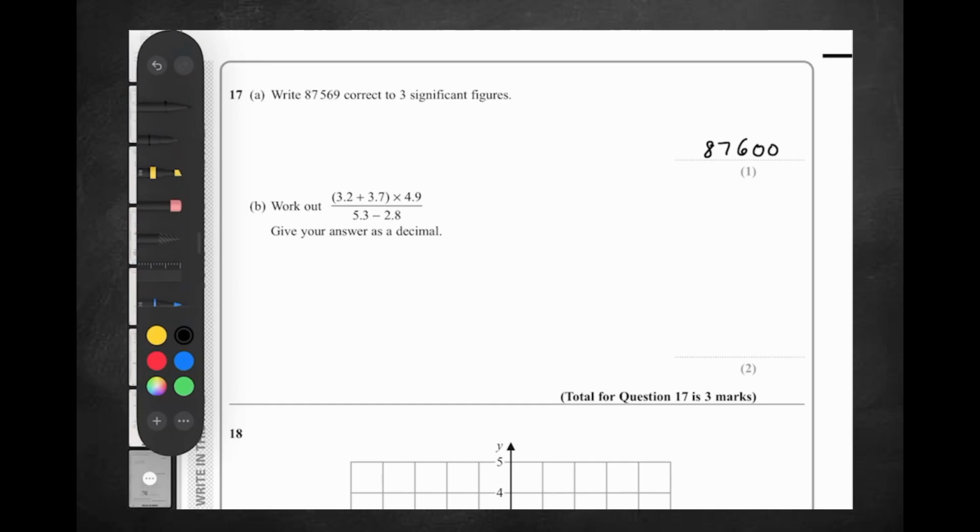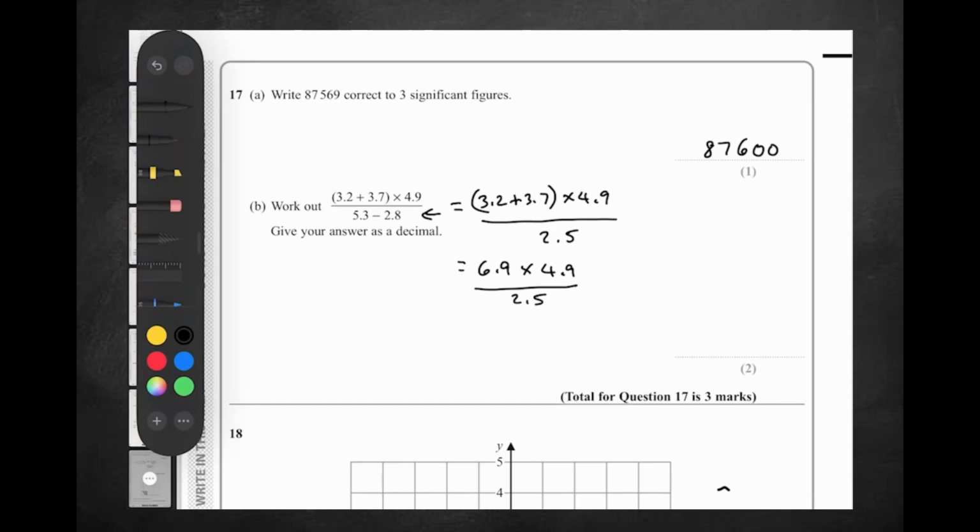So I'll do this on my calculator, but I'll do it in stages. So I'll do the denominator first, this bit here. So 5.3 minus 2.8 is 2.5. So we're going to say that this equals 3.2 plus 3.7 times 4.9 over 2.5, just for simplicity. Then we're going to do the thing in the bracket. So 3.2 plus 3.7 is going to be 6.9 times 4.9 over 2.5.